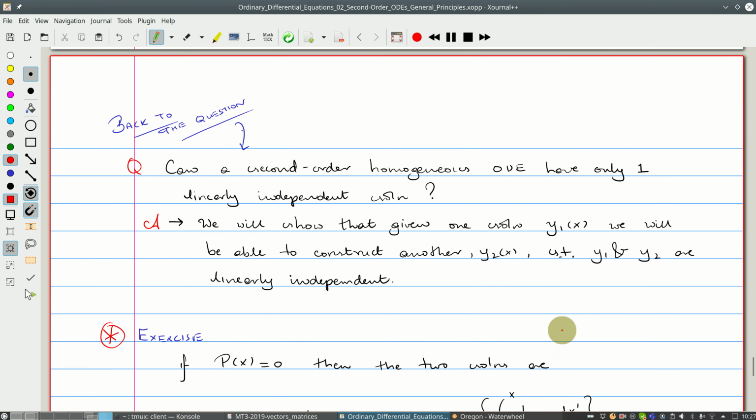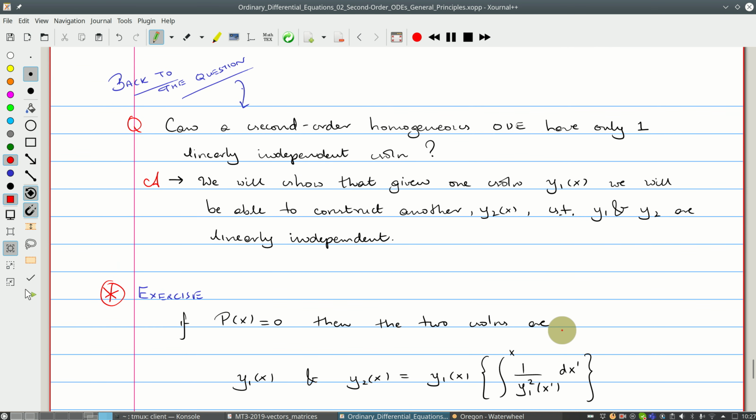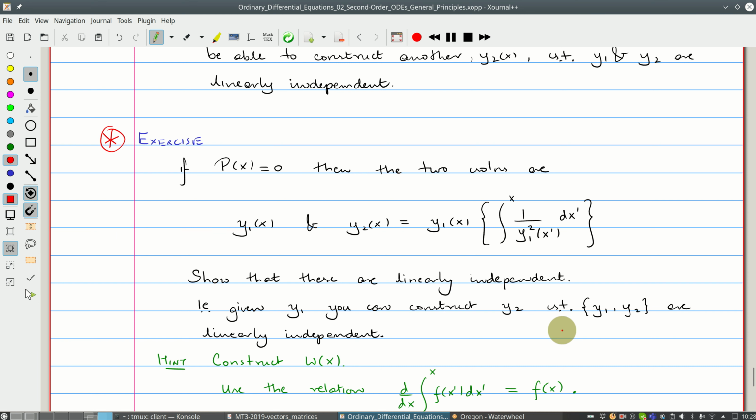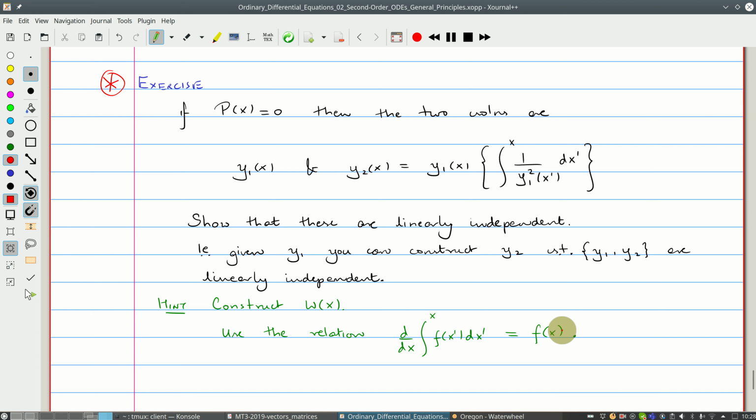Right. So back to the question. Can a second order homogeneous ordinary differential equation have only one linearly independent solution? I think the answer is that if you say there's only one, I can always construct another using the Wronskian and using Abel's formula. And we've shown it for the sine and cosine case. You can show it more generally, and I've got an exercise for you.